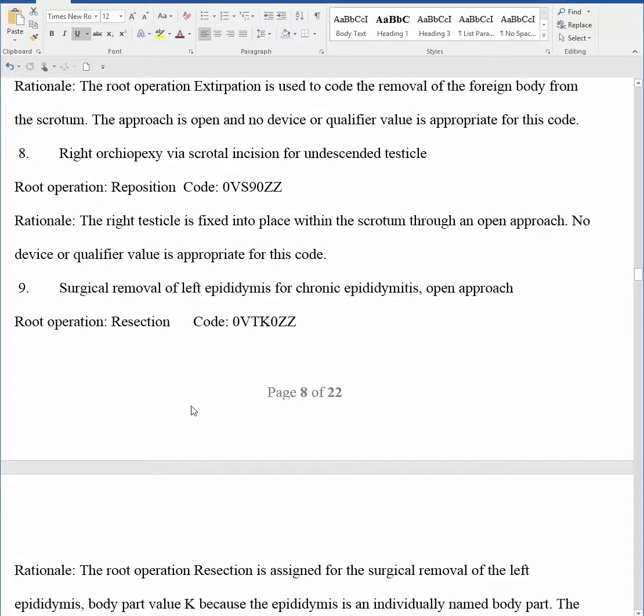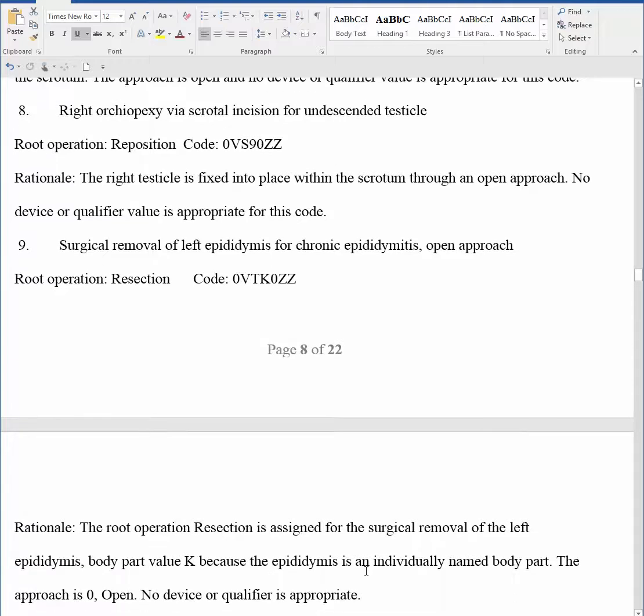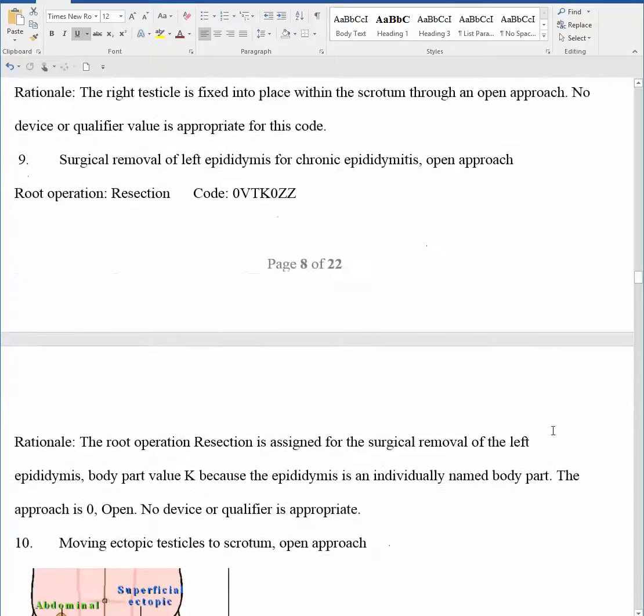Number 9, surgical removal of the left epididymis for chronic inflammation, open approach. We're going to code this to resection because that piece of anatomy is one body part in our ICD-10-PCS coding system. So we're going to index resection, and then the anatomical location, it states it was open surgical approach. We end up with the code of 0VTK0ZZ.